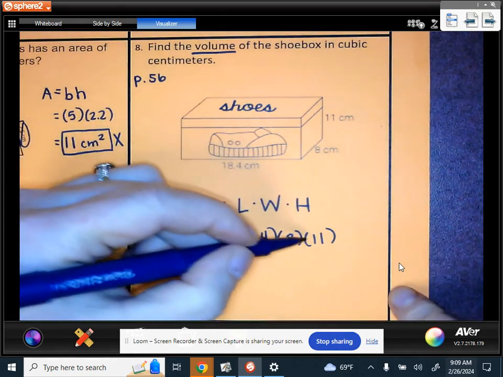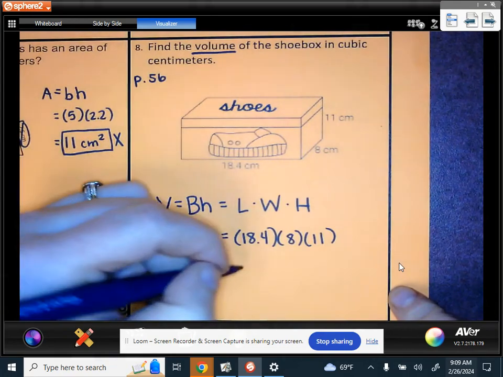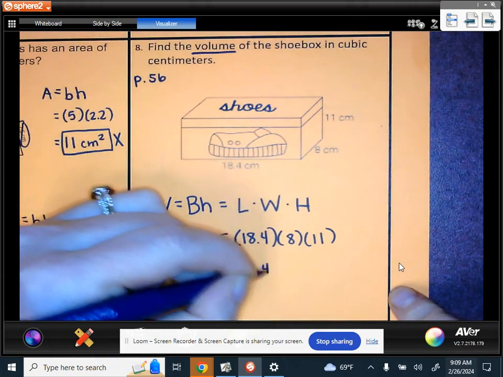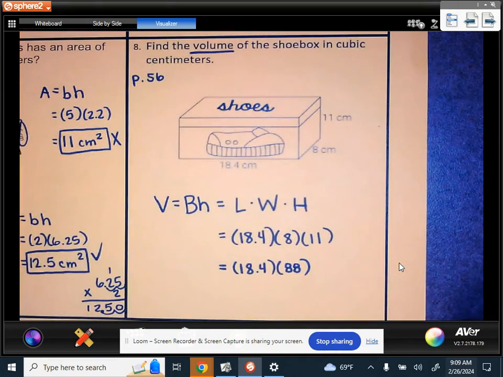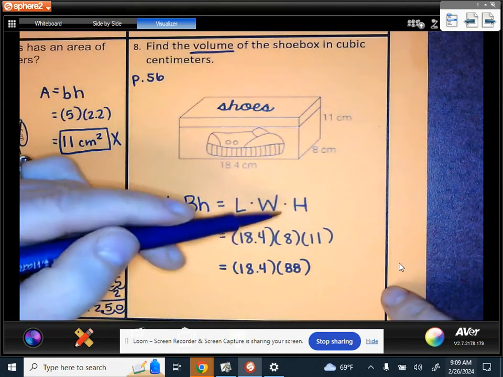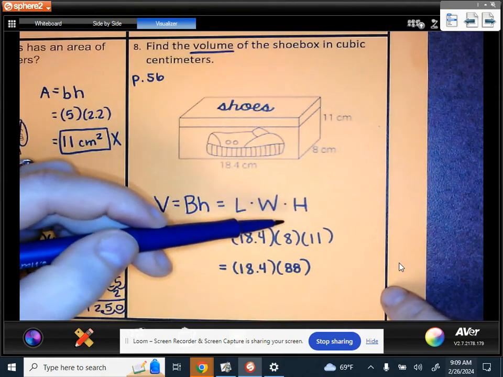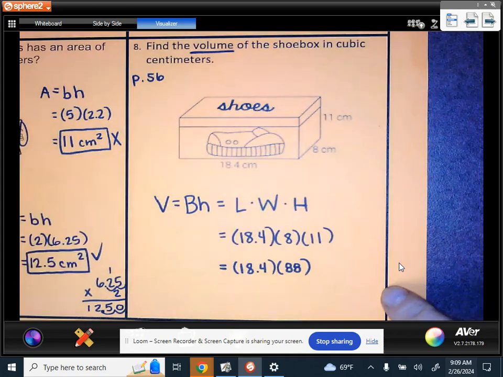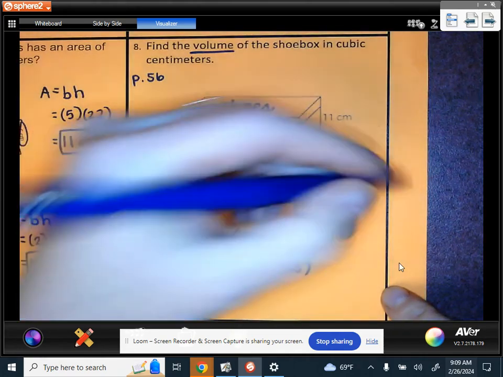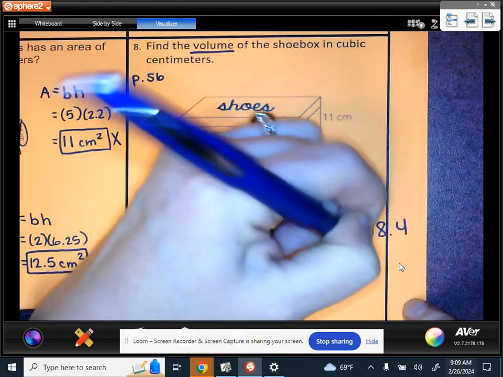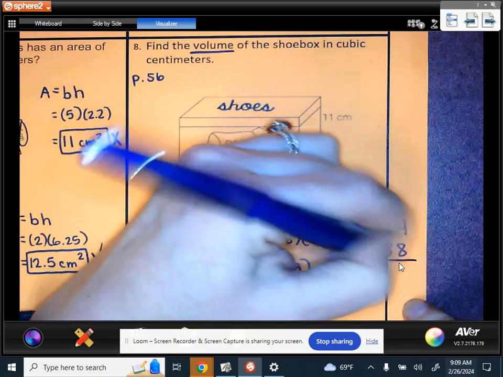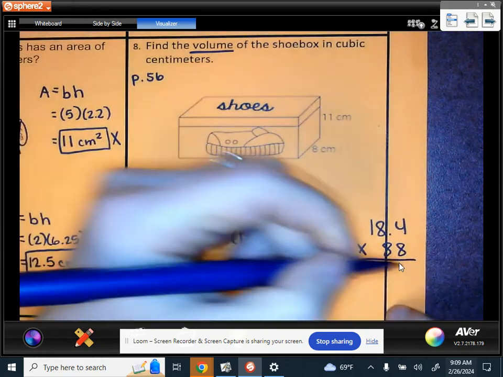Personally, I would go with these two whole numbers first because that's easier to multiply in my head. That means I'm only having to work one multiplication problem out to the side. If I start with 18.4 times 8, that's going to give me a decimal number, and then I'm going to have to multiply that times 11. So it's really just easiest to do the part I can do in my head, and then we can go over to the side and multiply 18.4 times 88.